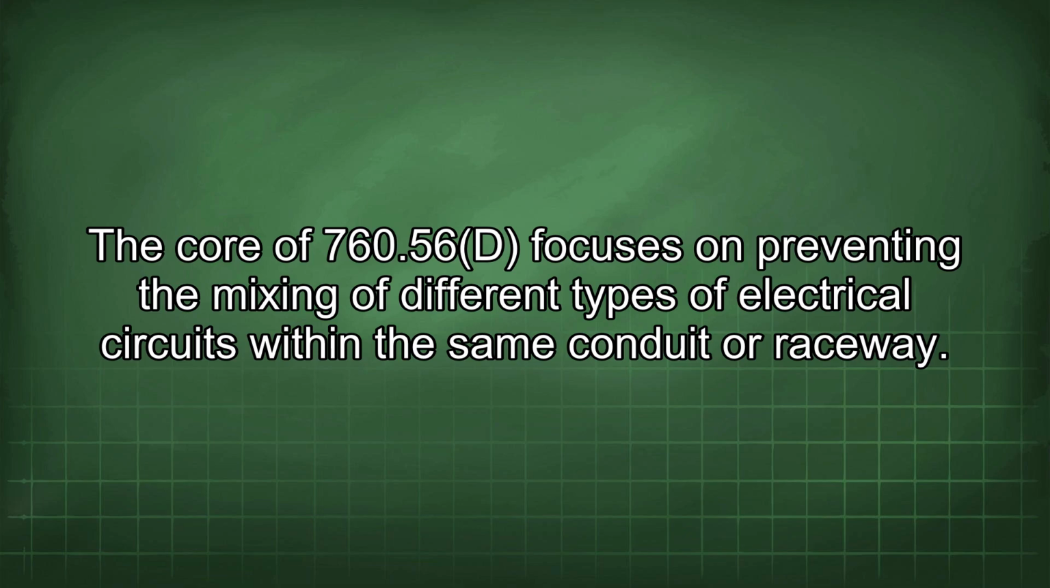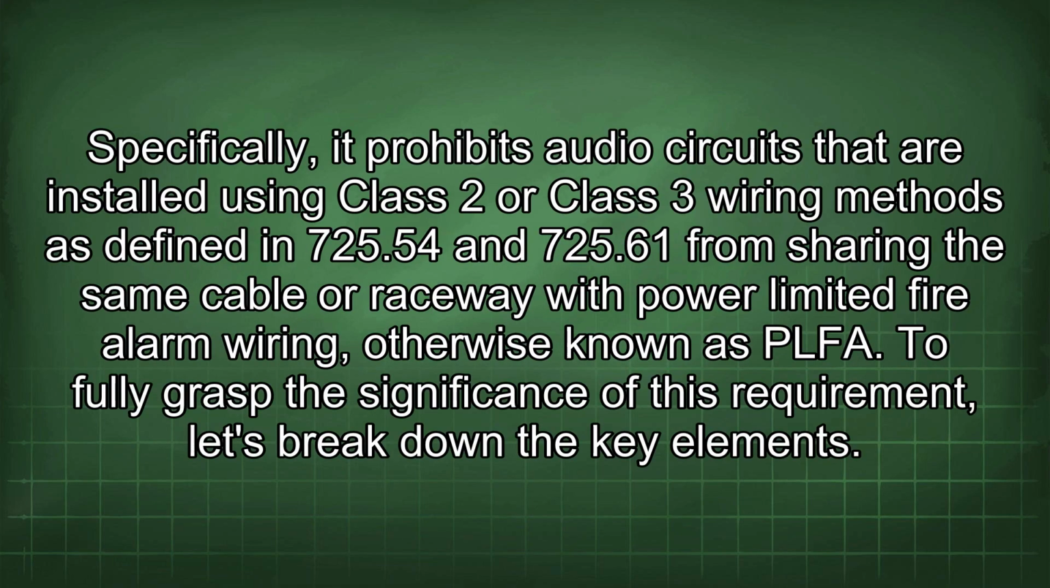The core of 760.56(D) focuses on preventing the mixing of different types of electrical circuits within the same conduit or raceway. Specifically, it prohibits audio circuits that are installed using Class 2 or Class 3 wiring methods as defined in 725.54 and 725.61 from sharing the same cable or raceway with power-limited fire alarm wiring, otherwise known as PLFA. To fully grasp the significance of this requirement, let's break down the key elements.